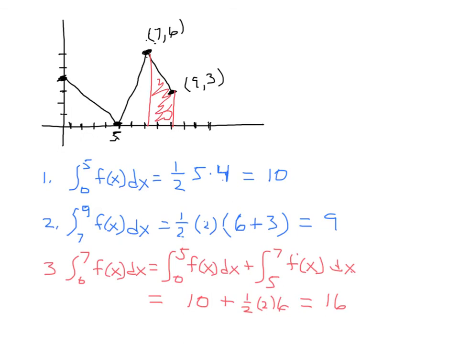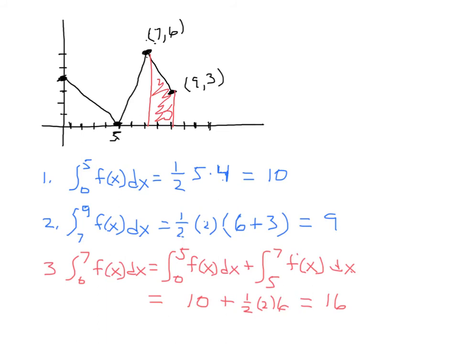Now you have to keep in mind here that on these problems, my height is actually equal to delta x. So in this case, delta x is 2. My bases are these 2 vertical lines that go from the x-axis up to the point (7,6) and from the x-axis to the point (9,3). Those are the bases of that trapezoid because they're the 2 sides that are parallel.